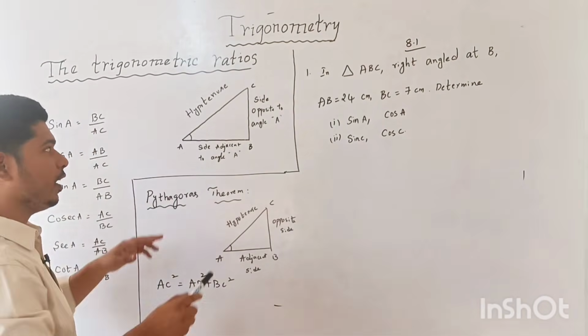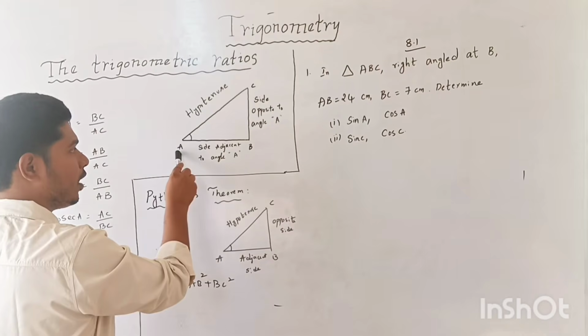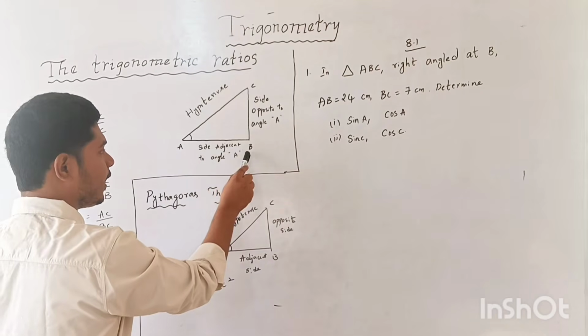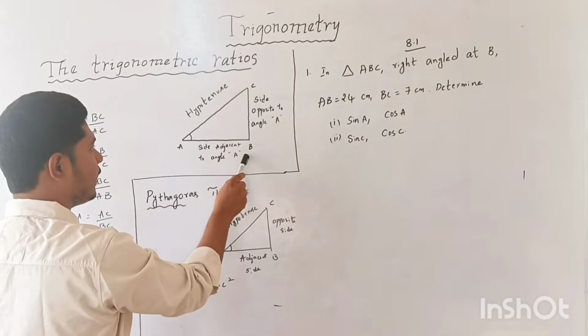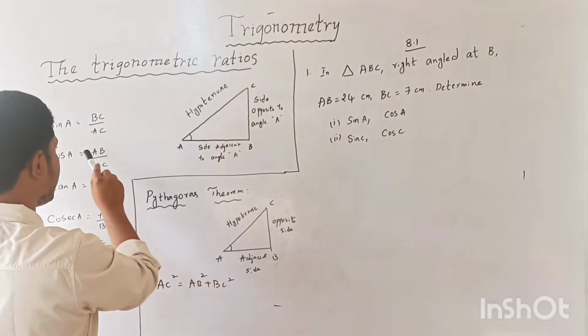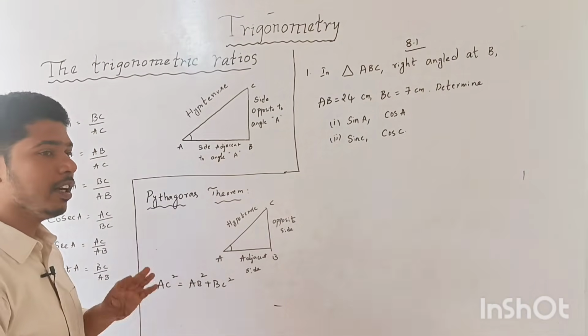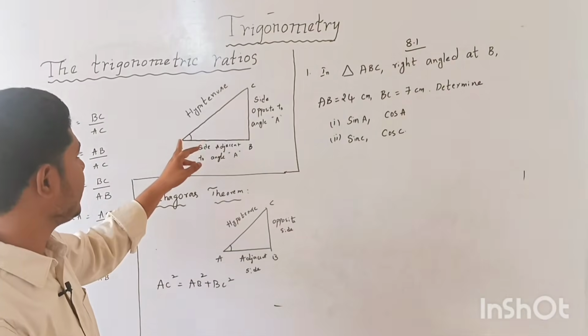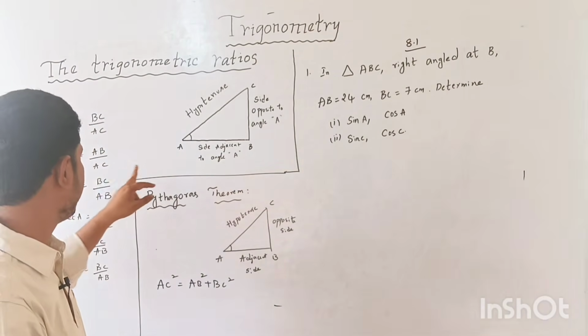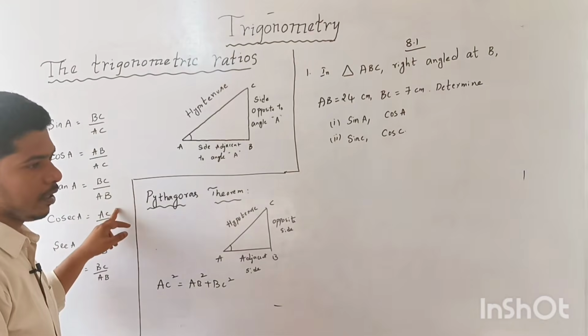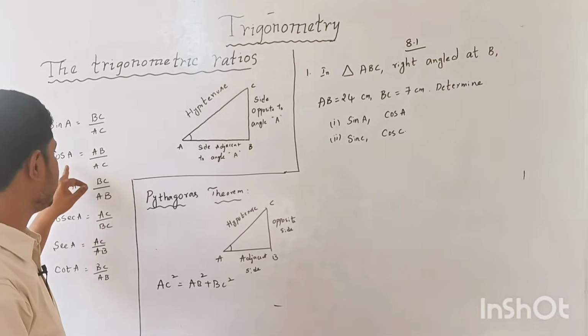What is cos A? The formula of cos A is adjacent side by hypotenuse. The adjacent side is AB and the hypotenuse is AC, so AB by AC. Third one, what is tan A? Tan A is opposite side by adjacent side, that is BC by AB. Sin A, cos A, tan A.